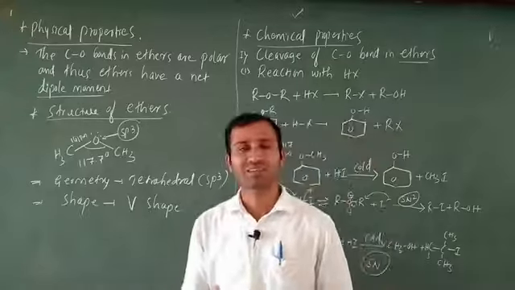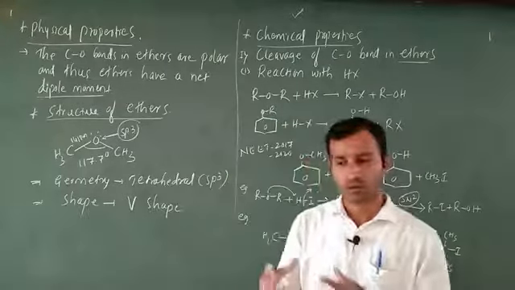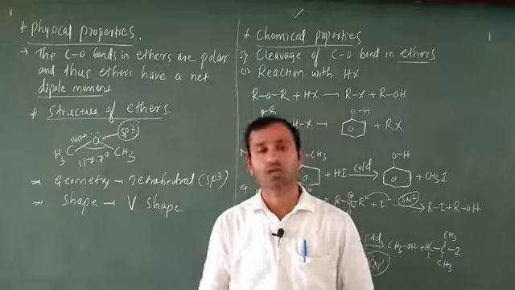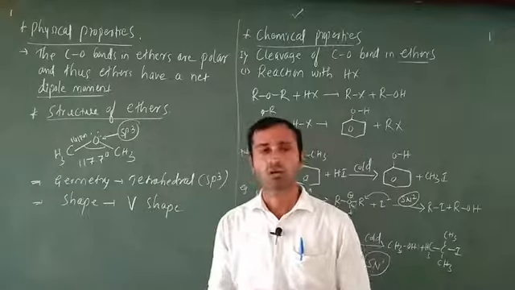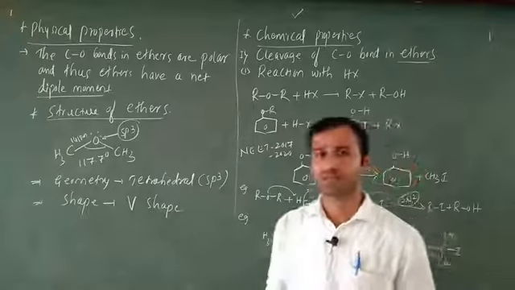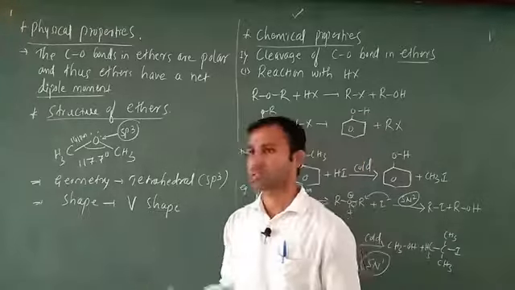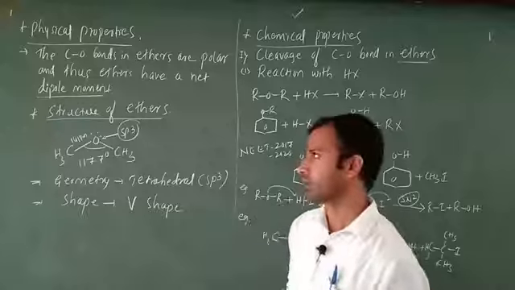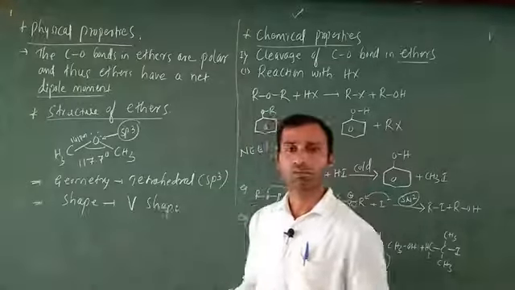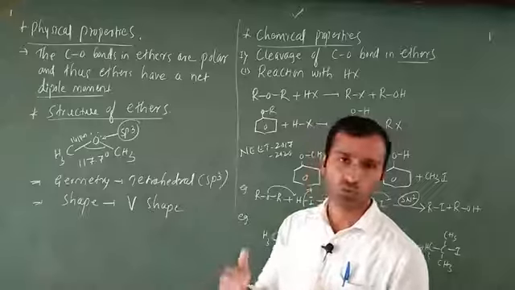Next, lower member ethers are soluble in water because of hydrogen bonding. That is most important when comparing alcohol and ether. In alcohol, hydrogen bonding is possible, and in this case also hydrogen bonding is possible. That is most important: lower ethers are soluble in water due to hydrogen bonding.